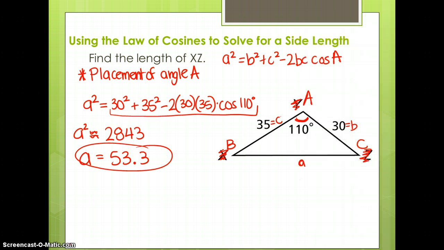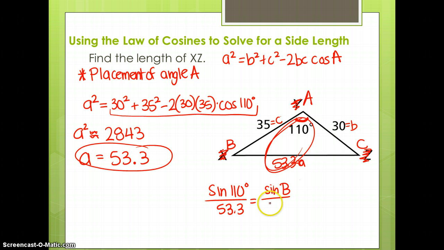So now that we know the missing side is 53.3, this question doesn't ask for it, but we could now solve for the rest of the triangle. And the idea is, like I tried to say, when to use law of cosines when law of sines won't work. Now that you know the missing side is 53.3, notice we have an angle and a side across from it, sine of 110 over 53.3. Now you have the ability to solve for one of your missing angles.